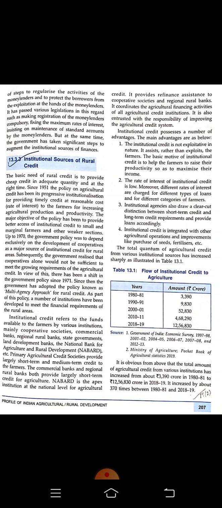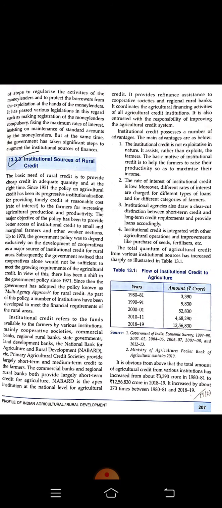The government realized that cooperatives alone would not be sufficient to meet the growing requirements of agricultural credit. In view of this, there has been a shift in government policy since 1971, and since then the government has adopted the policy known as the multi-agency approach for rural credit. As part of this policy, a number of institutions have been developed to meet the financial requirements of rural credit.